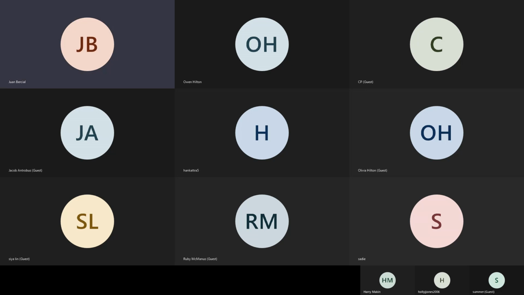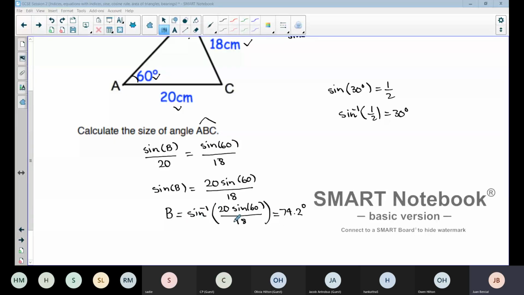Just a couple of tips on how to use the calculator. Make sure that you know how to go from there to that, then you can put that in the calculator and you'll never get it wrong.